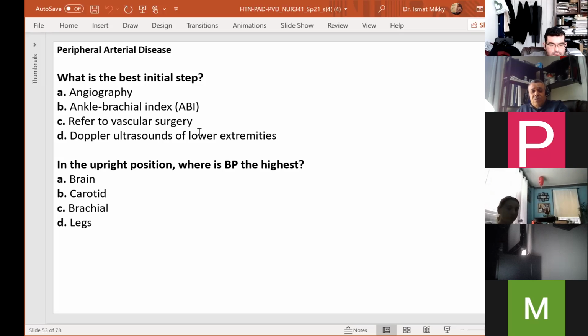In which position is the blood pressure the highest? Upright position. Blood pressure is the highest in the legs, higher than in the arms, when standing, because of the effect of gravity. But in the lying position, blood pressure is more than 10% less in the legs than in the arms, and all that has to do with gravity.